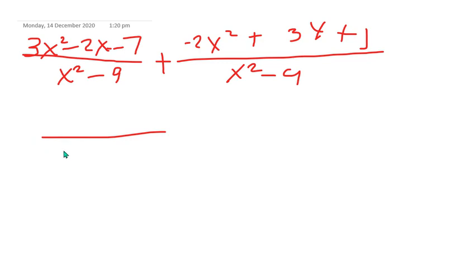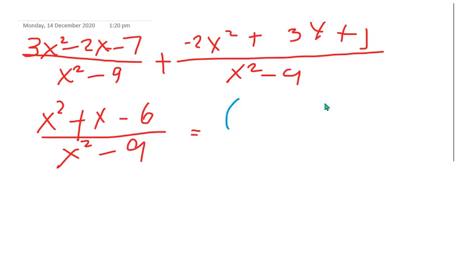Okay, since they have the same denominator, we will copy the denominator and you're going to simplify the numerator. Then combine similar terms. So 3x squared minus 2x squared is x squared. Negative 2x plus 3x is equal to 1. Negative 7 plus 1 is equal to minus 6. Okay? And then, you're going to simplify by getting the factor.